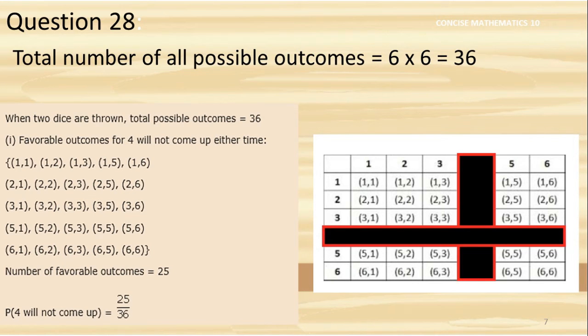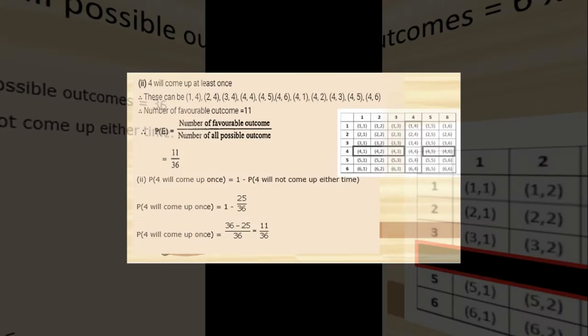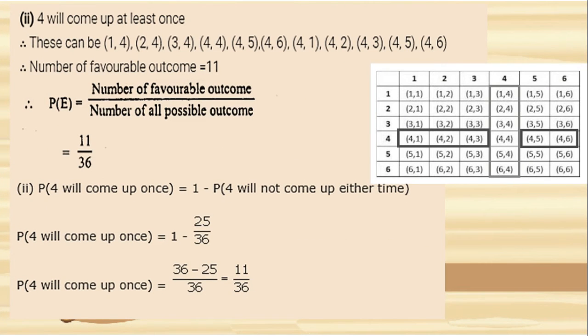Now the second sub question is 4 will come up at least once. See children, in the previous problem also we did the same type of problem. Now here we came to know 4 will not come up. Now they are asking us to find the probability that 4 will come up. So what I rejected earlier, now I need to accept. So it can be calculated by using the difference formula. That is, probability that 4 will come up at least once is equal to 1 minus probability that 4 will not come up either time. It is 1 minus 25 by 36, which is equal to 11 by 36.